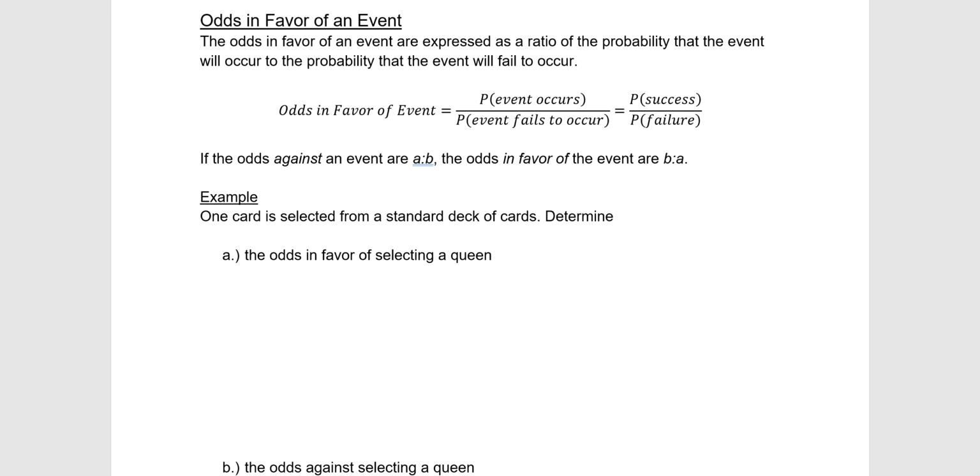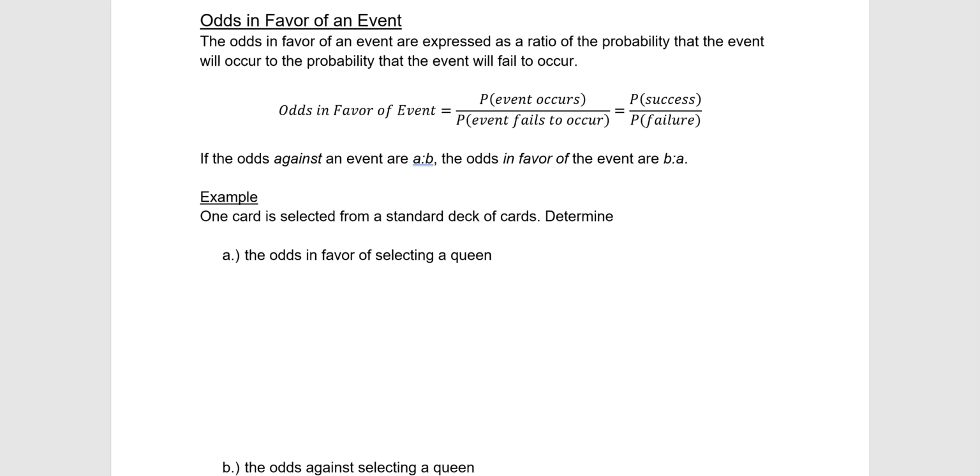So for the next one, we have odds in favor of an event. The previous one was odds against an event, which is the more commonly used one. This one is odds in favor of an event. The odds in favor of an event are going to be a ratio: the probability that the event will occur, divided by the probability that the event will fail to occur. It's the reciprocal; numerator and denominator are just flipped compared to the one that we just did. So it's going to be probability of success divided by probability of failure.